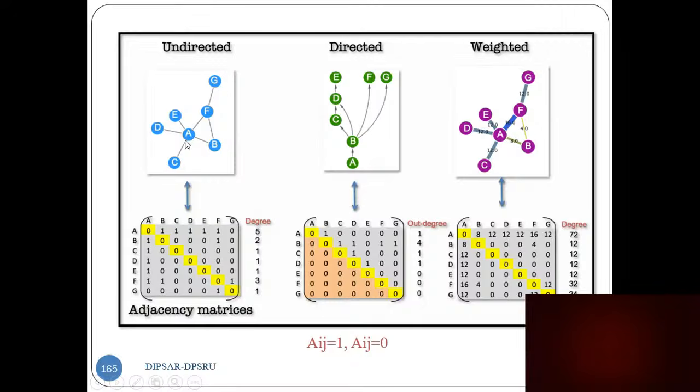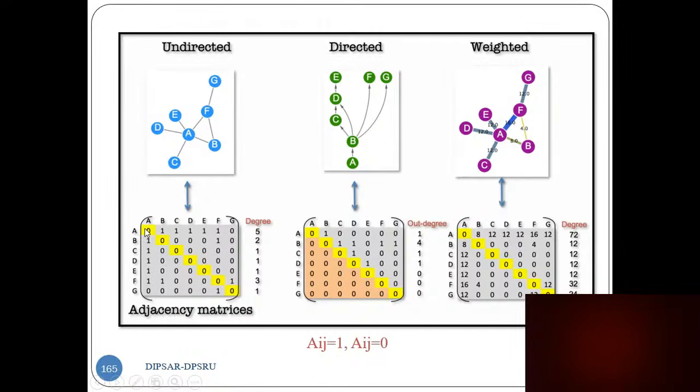If I want to convert this undirected graph into the adjacency matrix, first we have to set the dimension of the matrix. The dimensions are decided based on how many nodes there are. You can see 1, 2, 3, 4, 5, 6, 7, so 7 nodes are there. So my adjacency matrix will be 7 by 7. I have written A B C D E F G along both the rows and columns.